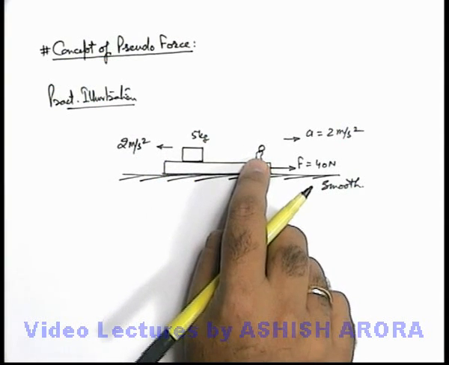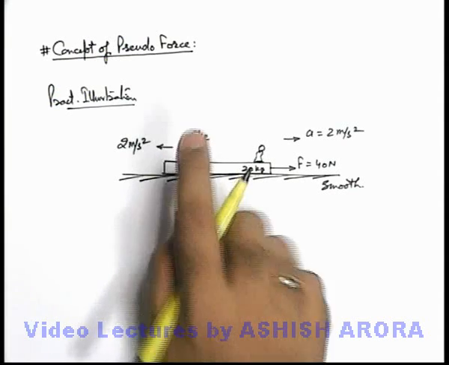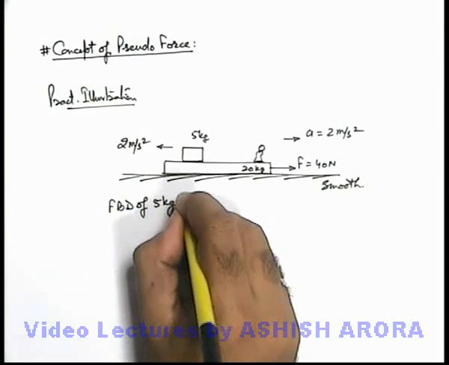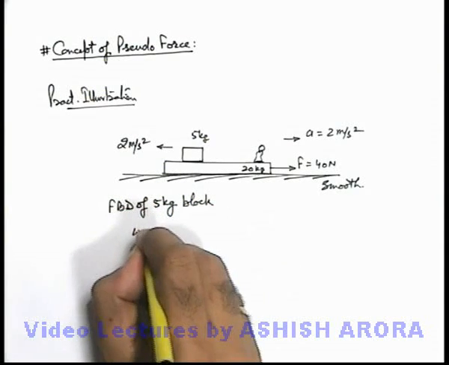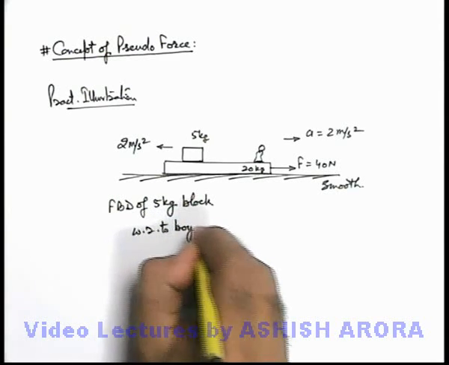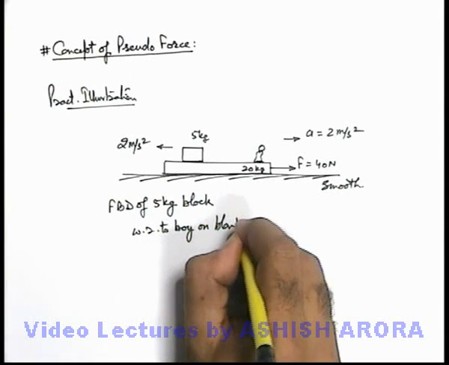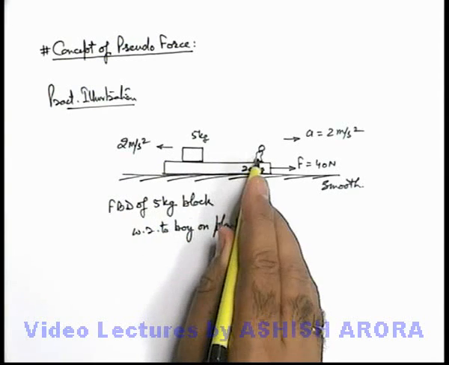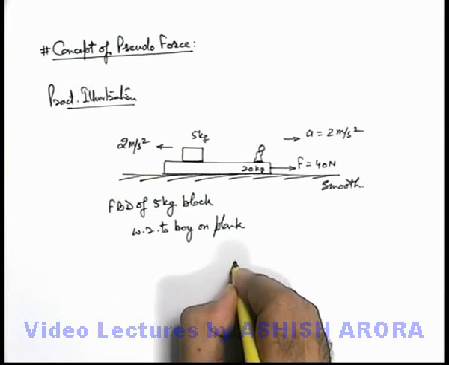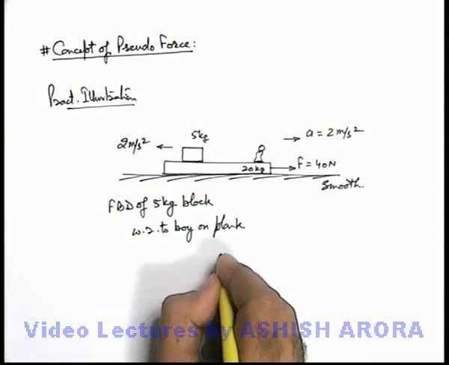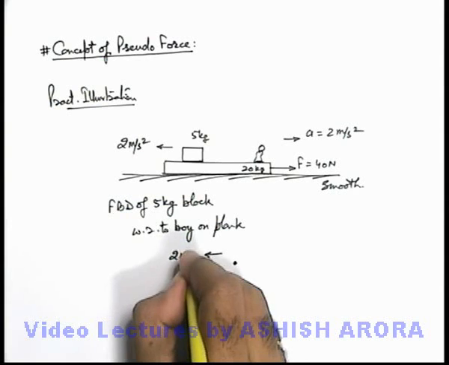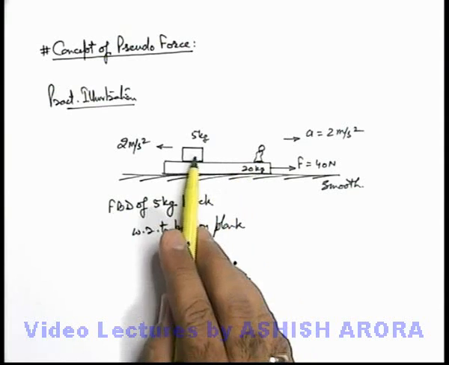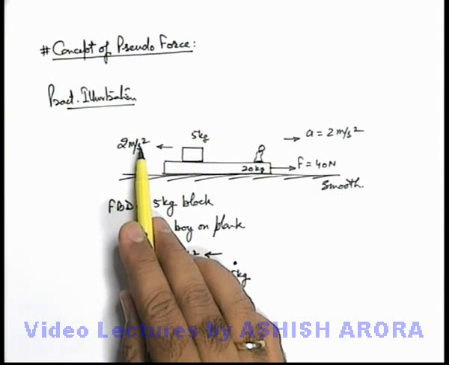So with respect to this boy, if we draw the free body diagram of this 5 kg block, we can simply state free body diagram of 5 kg block with respect to boy on plank. If we just have a look on this 5 kg block from the point of view of this boy, we can simply state it is not experiencing any force but it is accelerating toward left at 2 meters per second square and it is of mass 5 kg. You'll be surprised to see without any force the block is accelerating toward left.